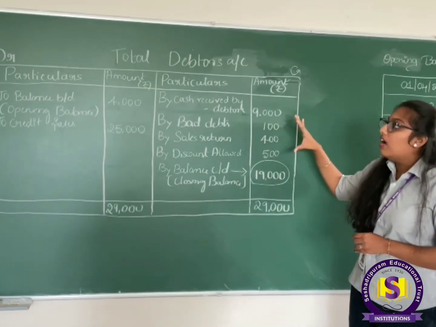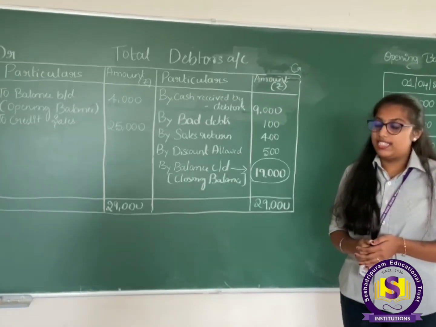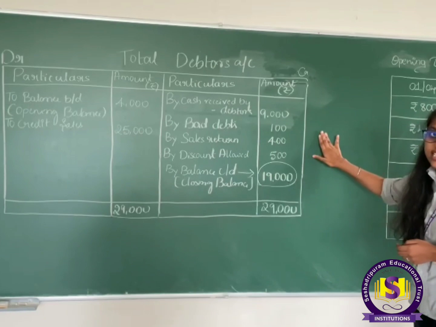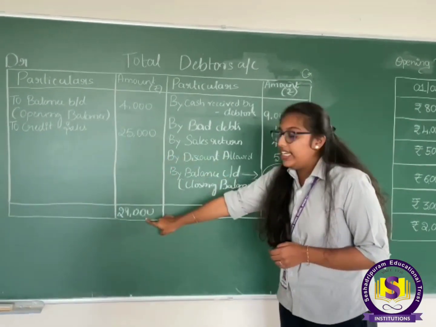After filling the debit side and the credit side, we have to see which side is the highest. Now we can see that the debit side is higher than the credit side. As we make the total, in the debit side we get 29,000.